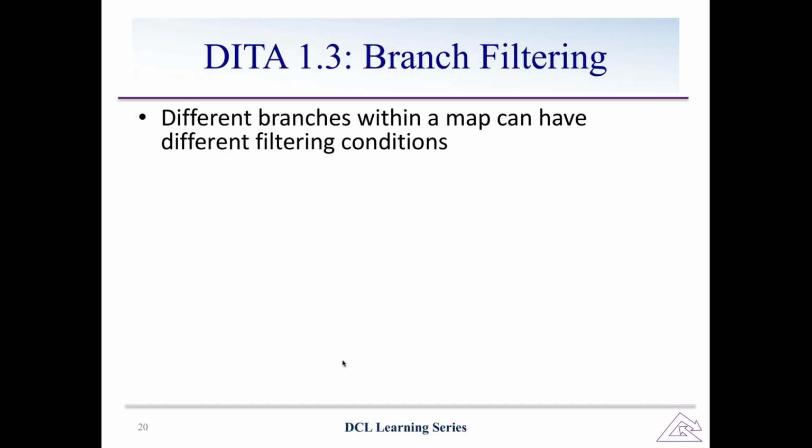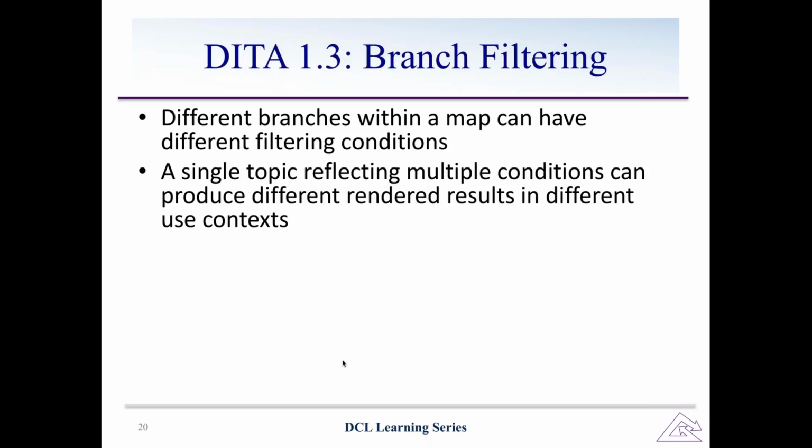All right, so in DITA 1.3, we have branch filtering. Right, so different branches within the map can have different filtering conditions. And here by branch, we simply mean a topic ref within the map establishes a new branch. And any topic ref can have any number of filtering conditions associated with it using those DITA ref elements. Right? So now we can have a single topic that reflects multiple conditions, and it can produce different results in different use contexts. Right? So if I use the same topic in the Mac OS section, branch, and I use it also in the Windows branch, I can filter it differently, and it'll reflect in the output different filtered results.